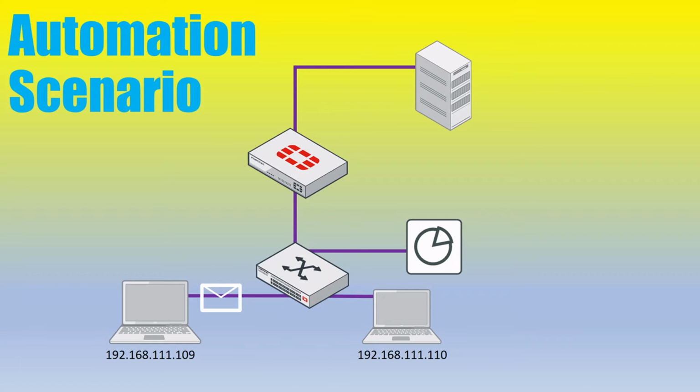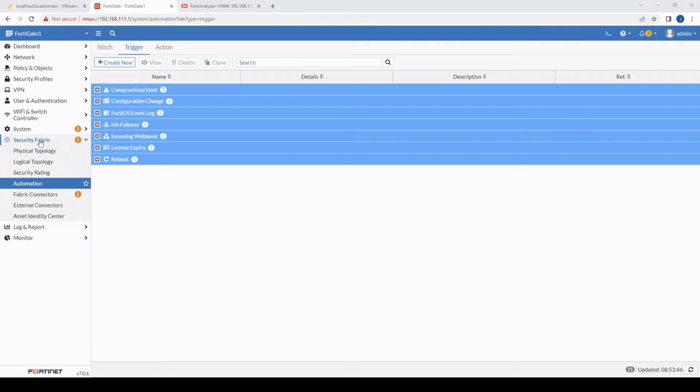All right, today we'll be going over automation with the FortiGate firewall. We'll start with an overview, and then we'll get into a more complex example with FortiSwitch, FortiGate, and FortiAnalyzer. To start, we go to Security Fabric Automation on the FortiGate firewall, and we'll notice three columns: Stitch, Trigger, and Action. You can think of Trigger and Action as if-then logic.